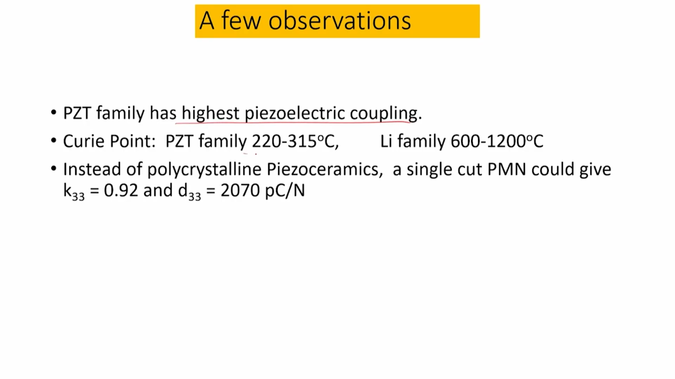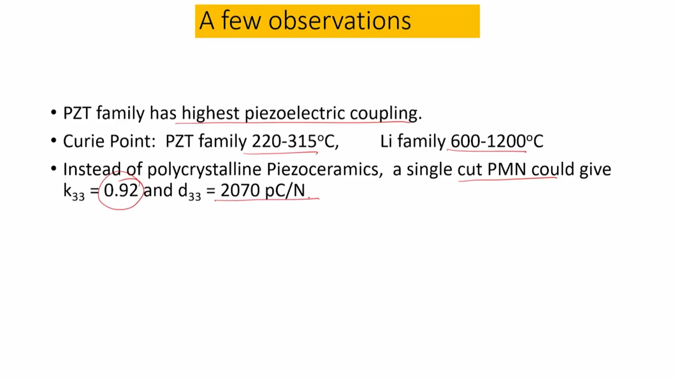of them is 220 to 315, whereas the lithium family has a higher Curie point. That is why they are used in applications where piezoelectricity is required at a high temperature. So, they can work as a better sensor than the PZT family because of the high temperature range. And instead of polycrystalline piezoceramics, if you go for a single crystal like PMN, you can get a K33 which is even higher, 0.92, or D33 which is 2070 picocoulomb per Newton.